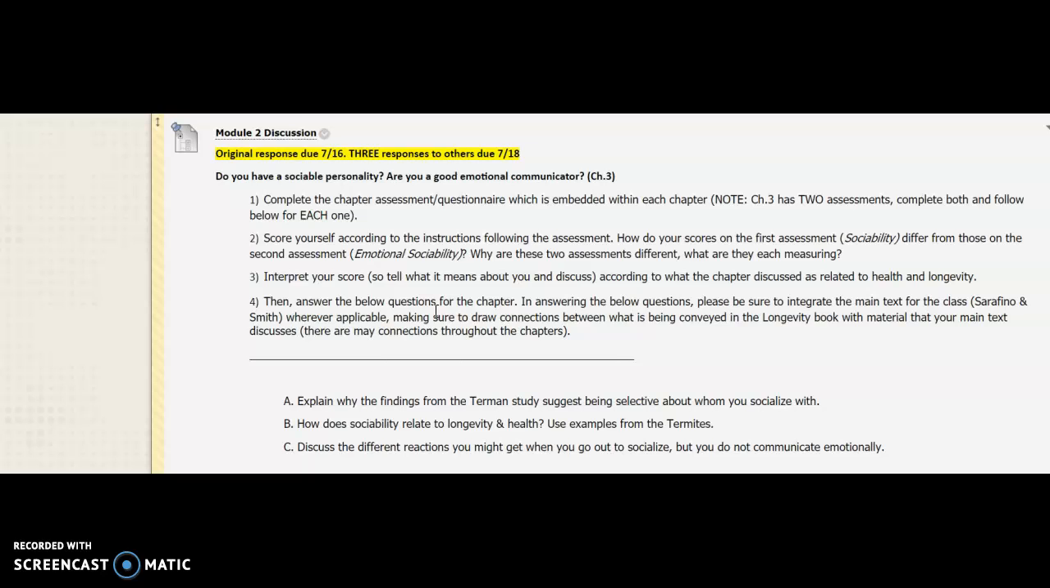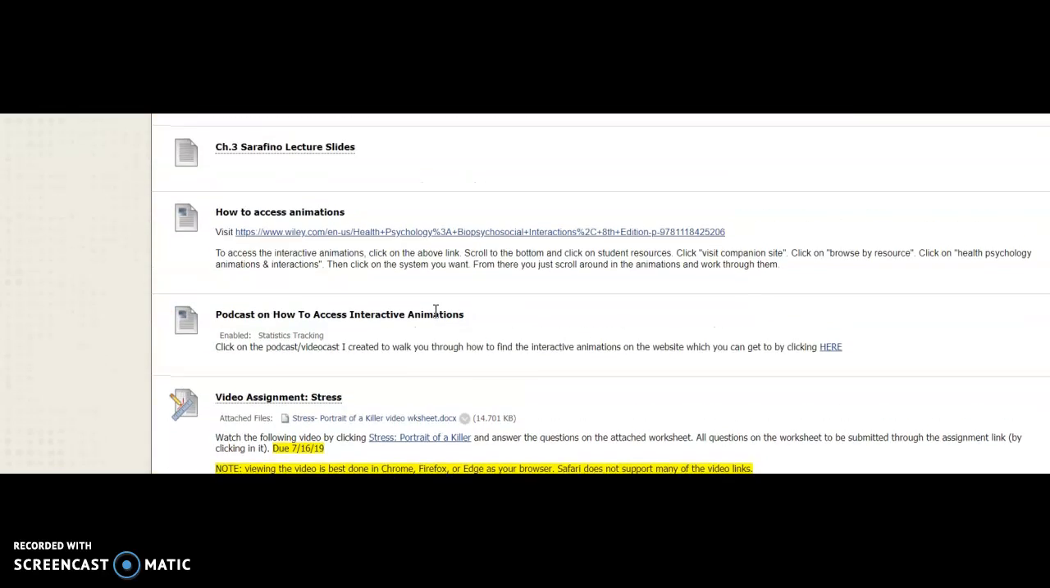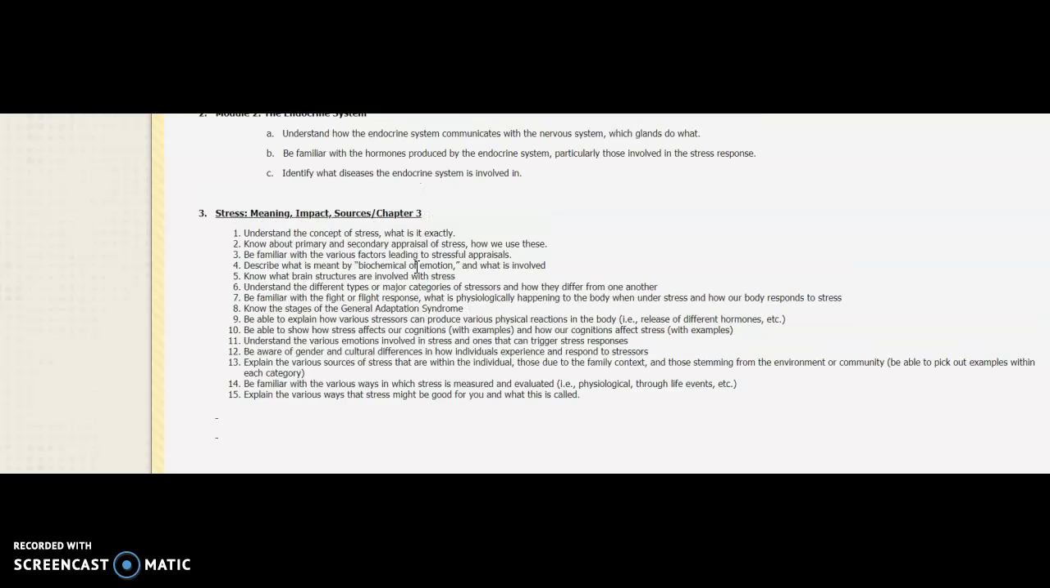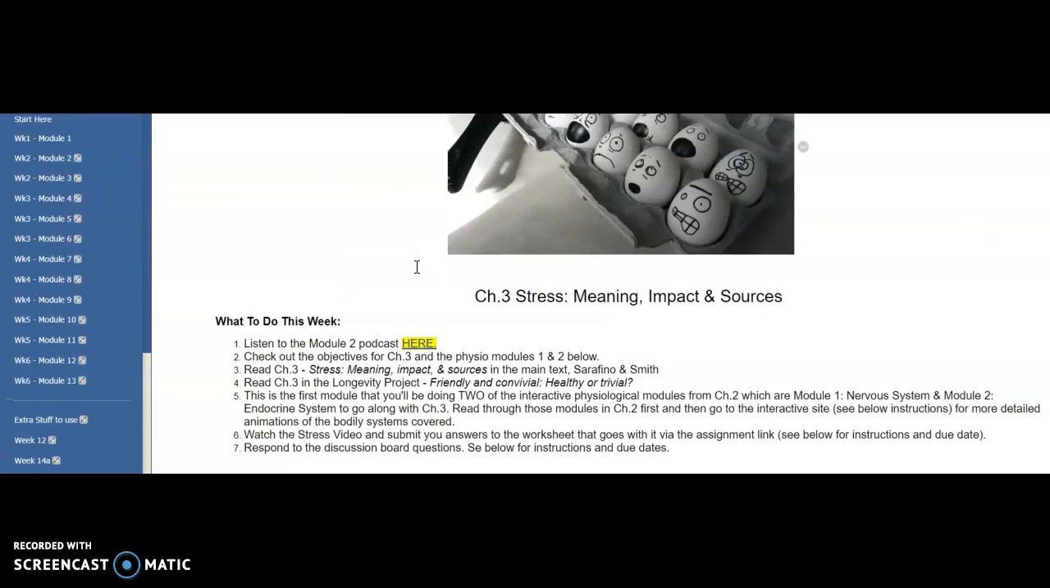And remember to integrate and use all the information that you learned about in the chapter. Like some of this stuff applies to what you're talking about in the longevity book as well. So go ahead and integrate that in and show me that you're using what you've learned and you're using all your sources.